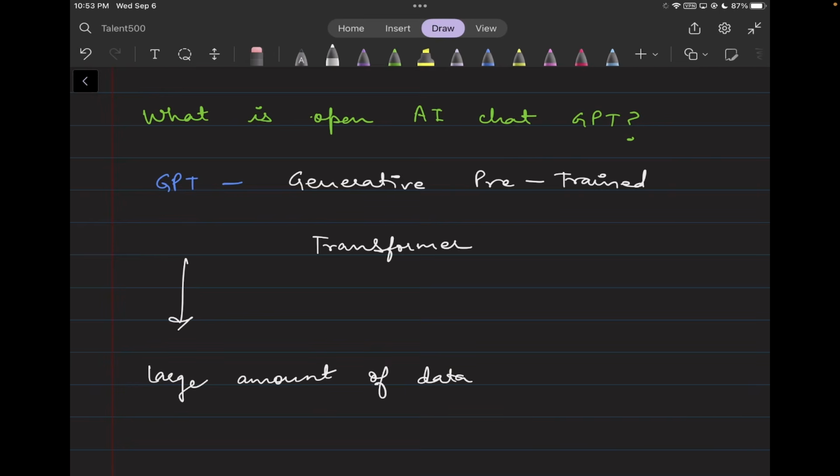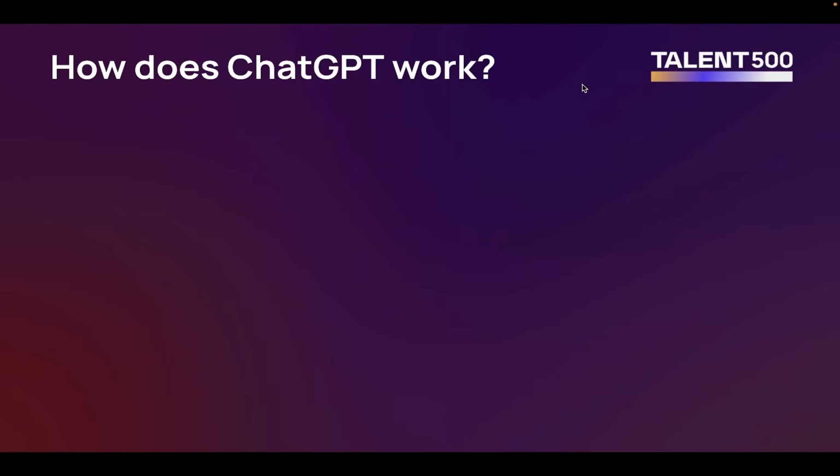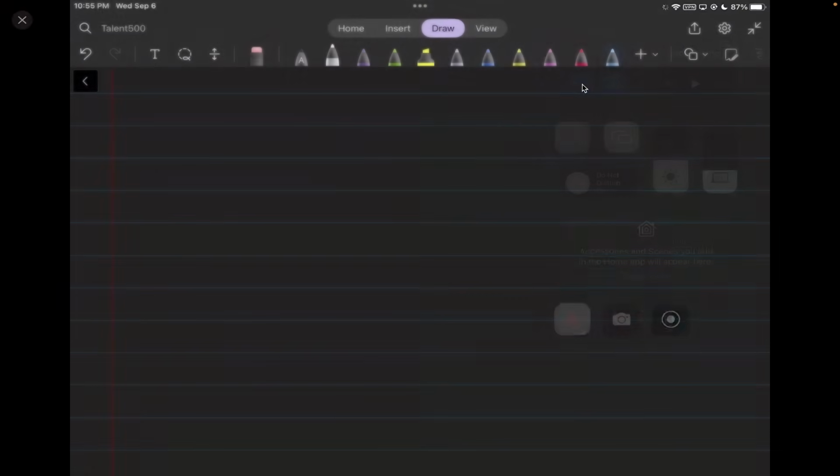Okay, now let's move to our next question. The next question which we have here is, how does ChatGPT work?